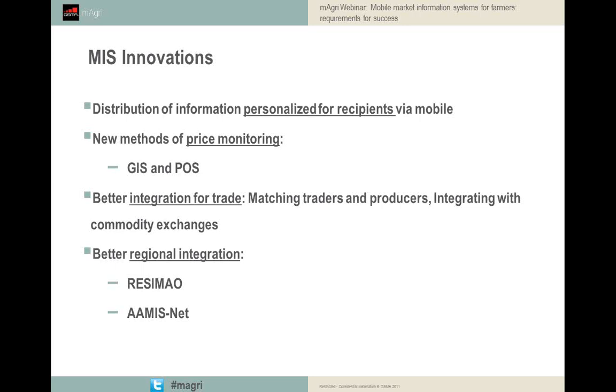Then we're also seeing better integration for trade. Many systems are experimenting with matching traders and producers, and there are some initial attempts to integrate these systems with commodity exchanges. Then finally, there's evolving regional integration of the systems. In West Africa, for a while, we've had GSMA. And then there's a nascent East African network that's organizing called AMOSNet.